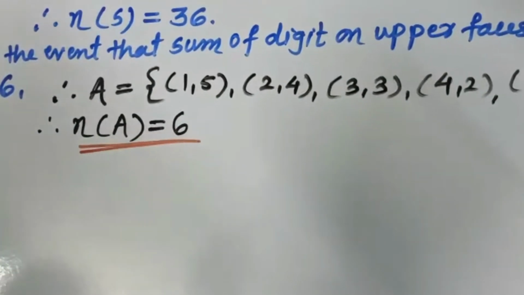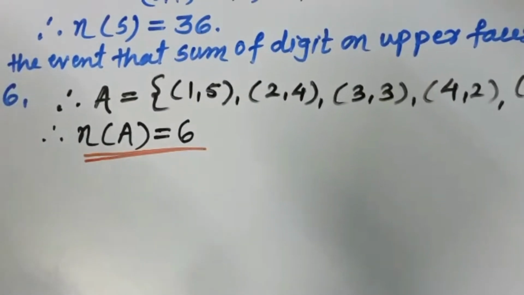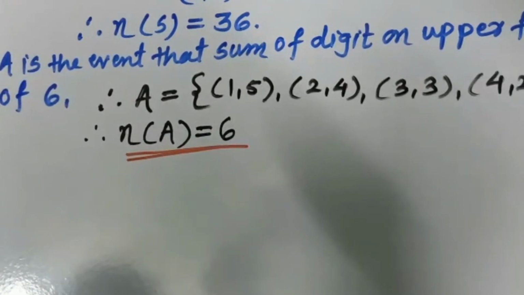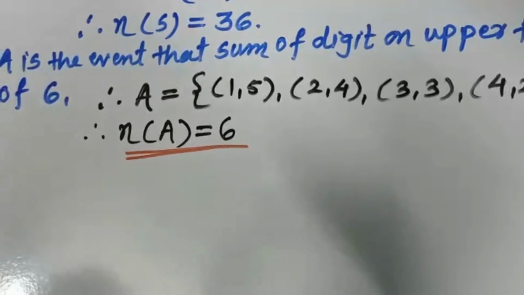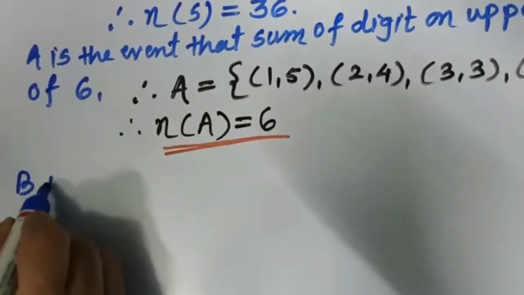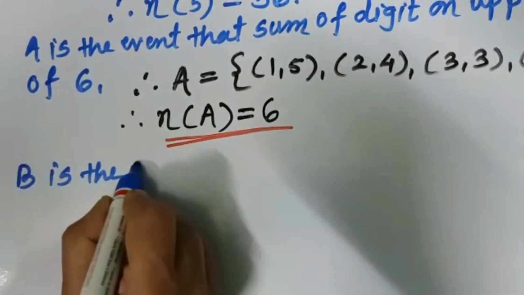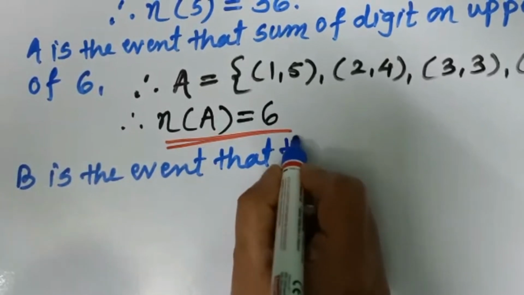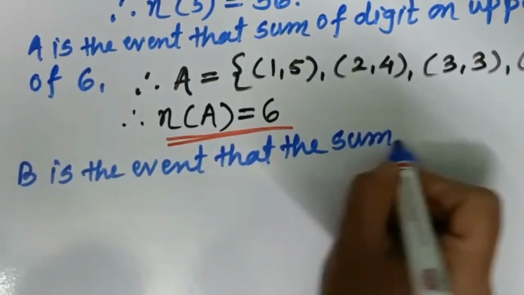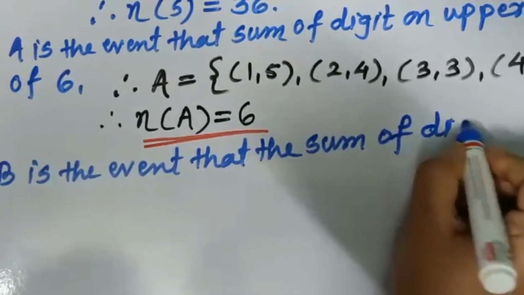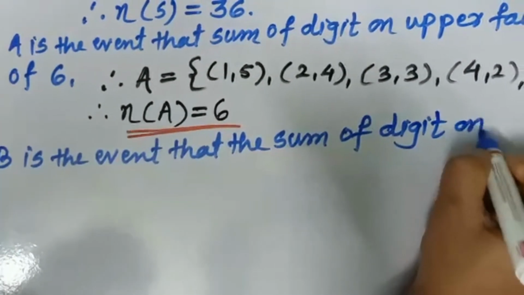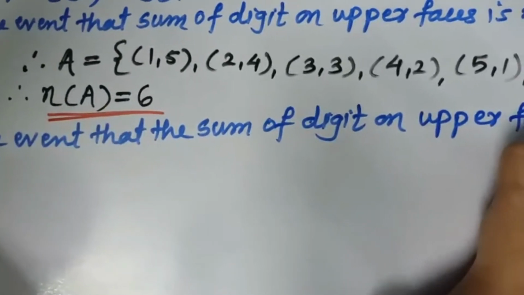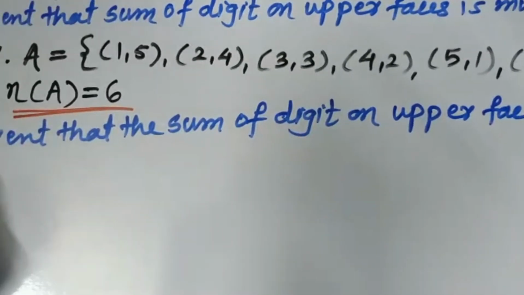Now we are writing the second event. The second event B is that the sum of the digits on the upper faces is minimum 10. So write, B is the event that the sum of digits on upper face is minimum 10.